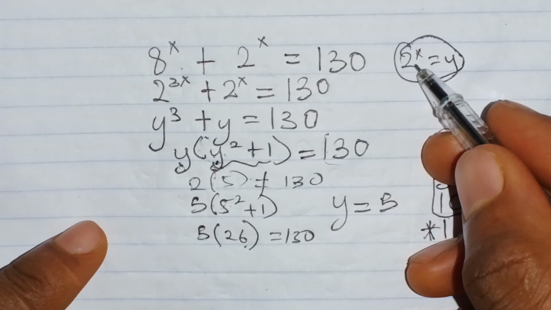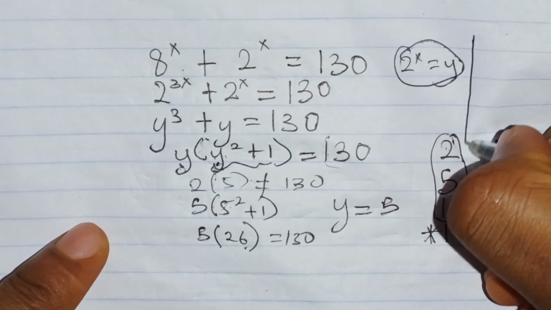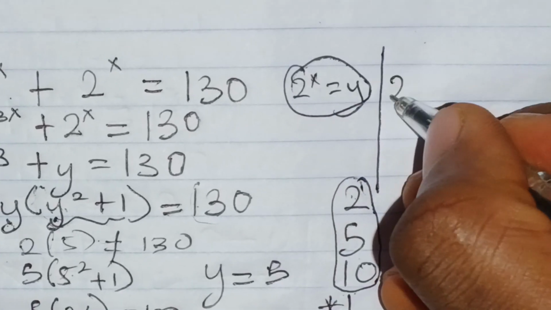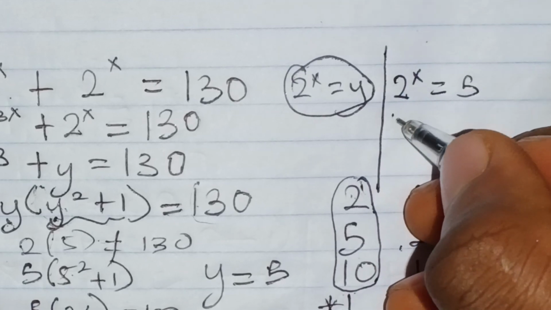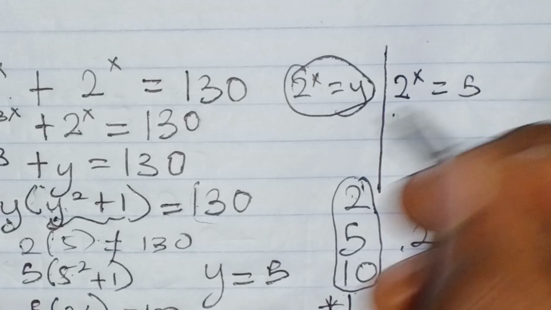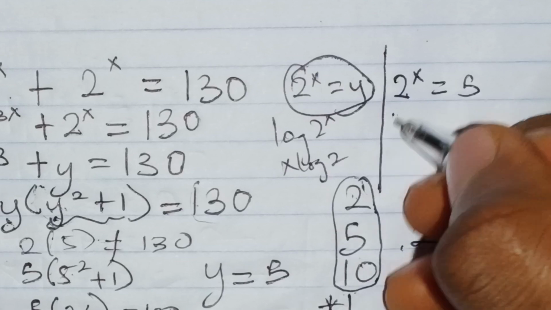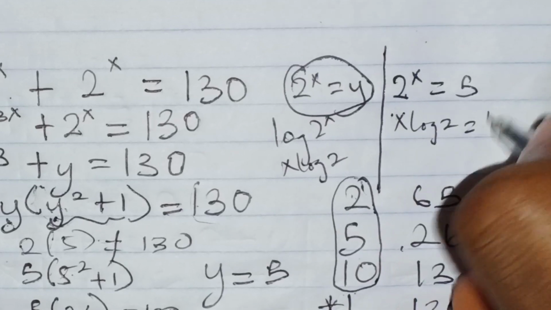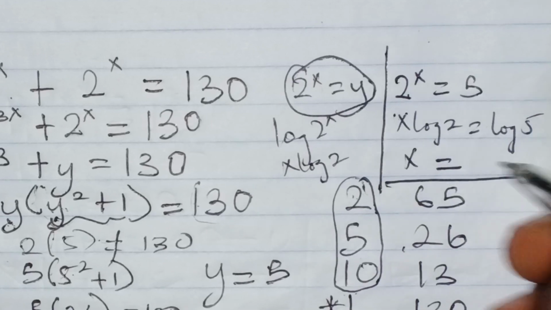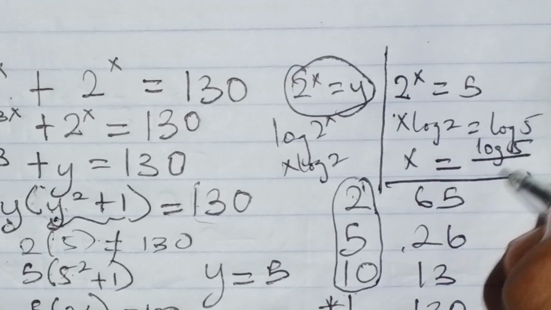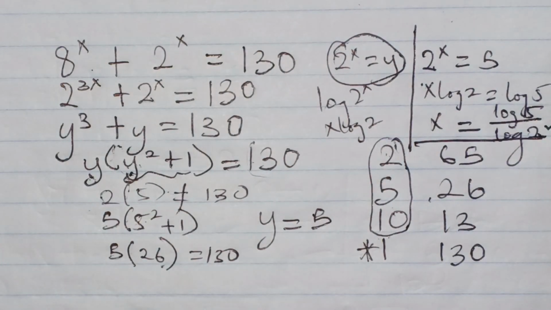And coming back here, we say 2 raised to power x is equal to 5, which is y. So we can say that 2 raised to power x is equal to 5. You take logarithm of both sides, so you say log of 2 raised to power x, and log of 2 raised to power x is the same thing as x log of 2. So we have x log of 2 is equal to log of 5. Hence x is equal to log of 5 over log of 2. And this is the answer to this question.